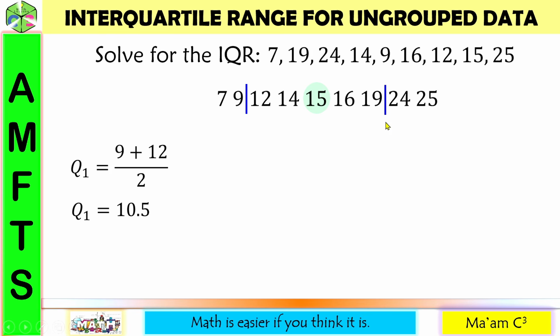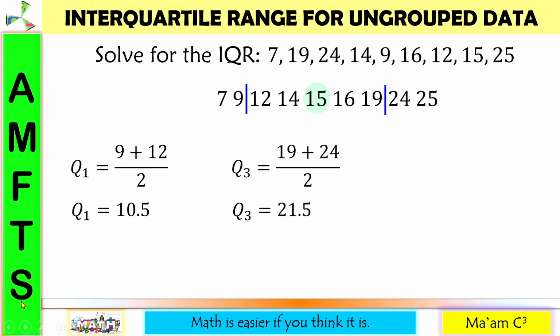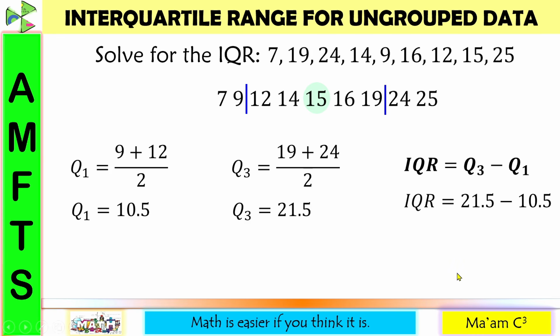For the third quartile, that would be 19 plus 24 divided by 2, and this is equal to 21.5. Last step, let us solve for the interquartile range, and that is Q sub 3 minus Q sub 1. 21.5 minus 10.5 will give us 11. So the IQR of these data values is equal to 11.